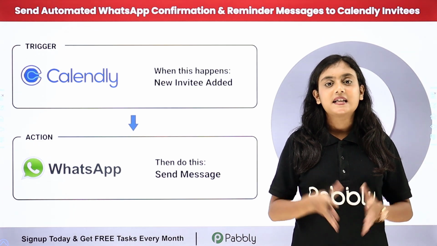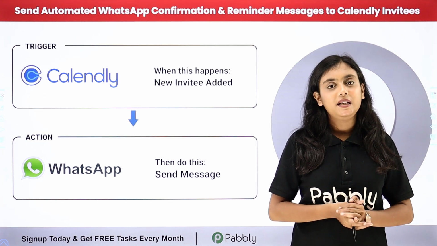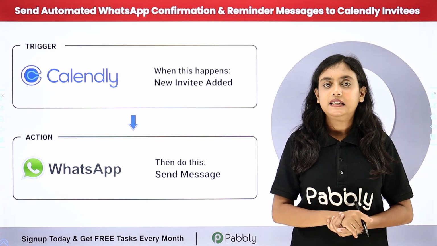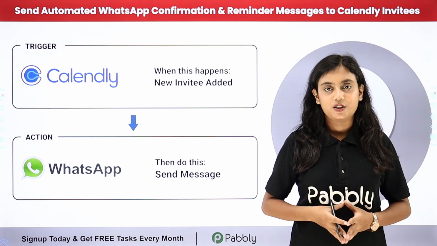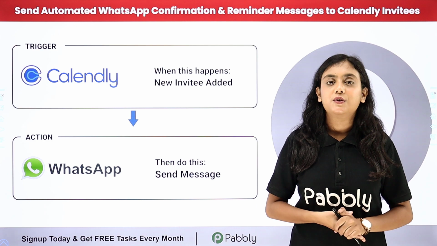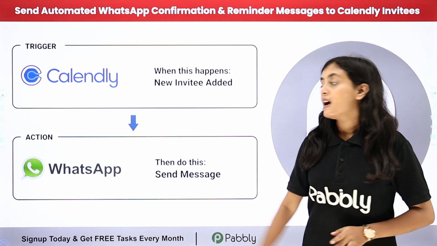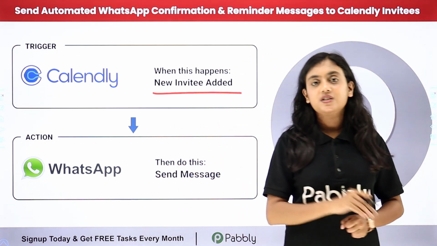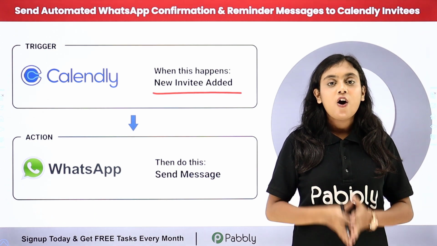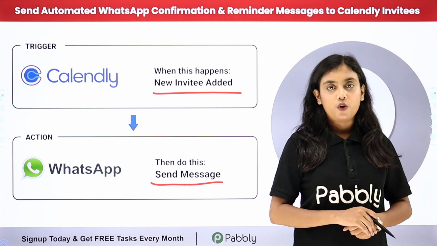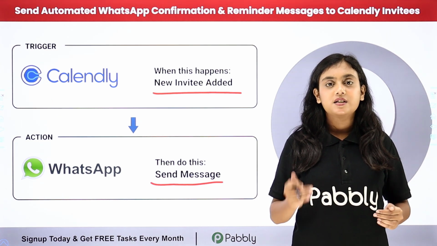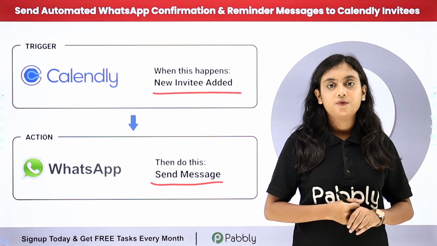So what I did was I simply created an automation using Pabbly Connect, which is an amazing automation and integration software which requires no programming or coding skills to create an automation. In this automation, we are going to discuss that as soon as a new invitee has been added to the session that we have created using Calendly, a WhatsApp confirmation message should automatically be forwarded to the invitee. In the confirmation message, there should be the details of the appointment that they have booked.